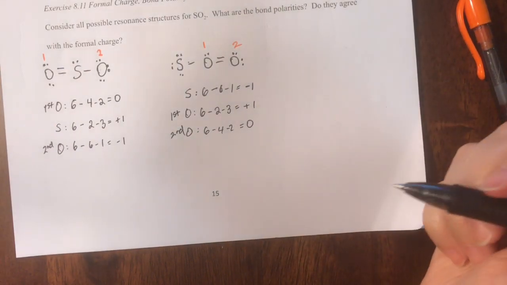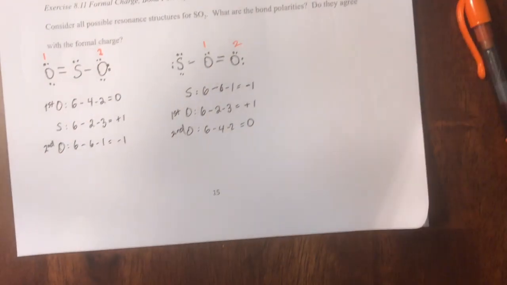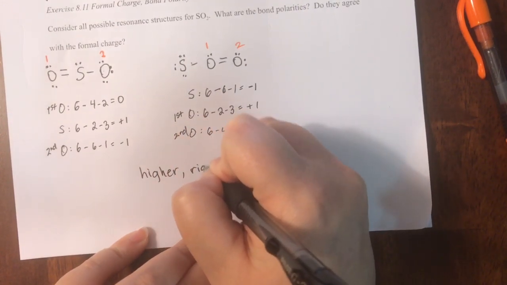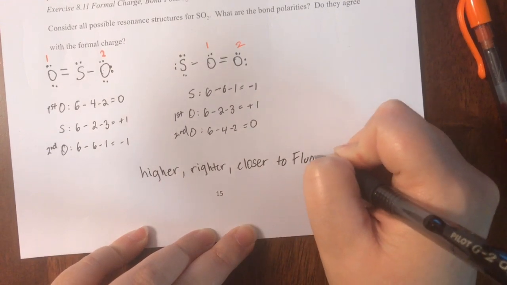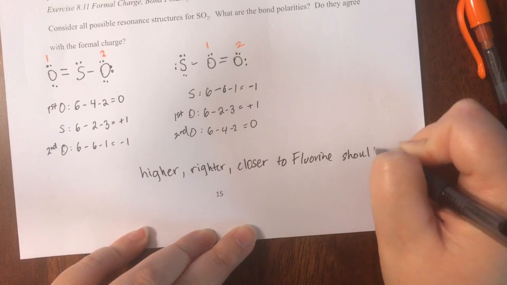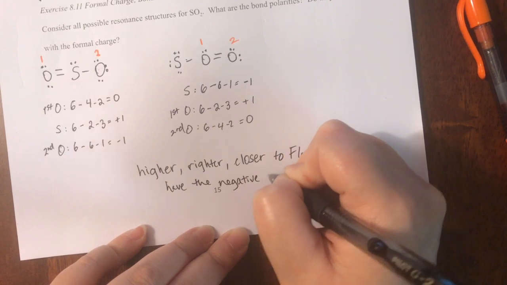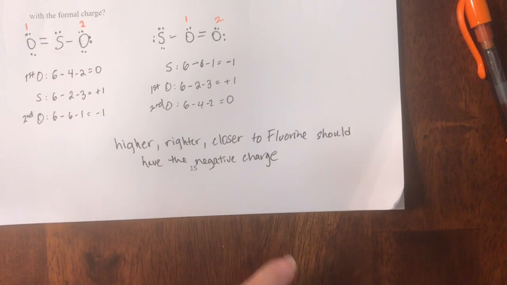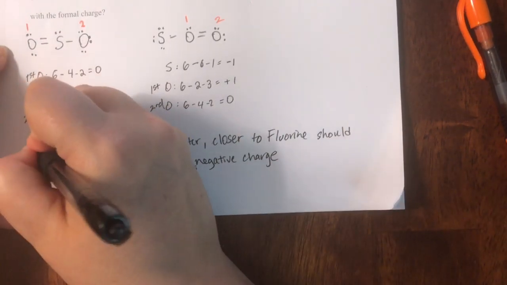Okay, so which one's better? The more electronegative atom, the atom that is higher and brighter, closer to fluorine, should have the negative charge. If somebody's got to have the negative charge, it should be the one that's higher, brighter, and closer to fluorine. So that would be the oxygen. And so this structure over here on the left obeys the electroneutrality principle.